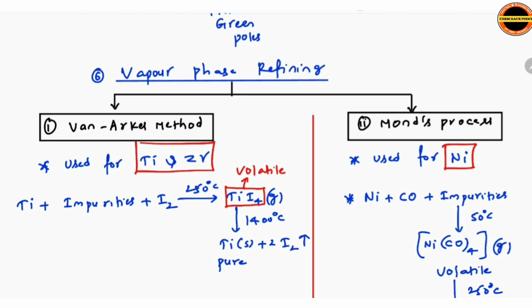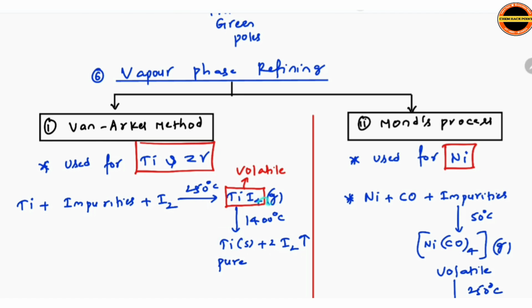Titanium tetraiodide is volatile, that is, a gas. This is the vapor of the compound titanium tetraiodide. Then on heating at 1400 degrees Celsius, we get titanium solid plus 2I2. So first we convert titanium into a volatile form. On heating this volatile compound, iodine goes away, giving only pure titanium.